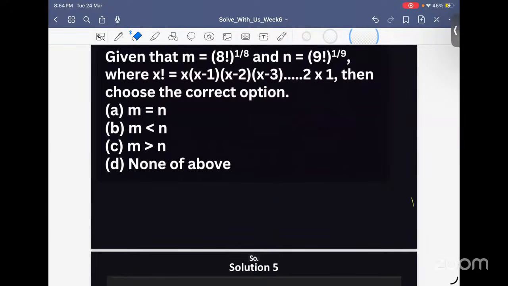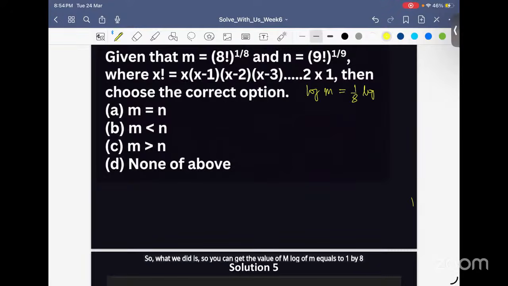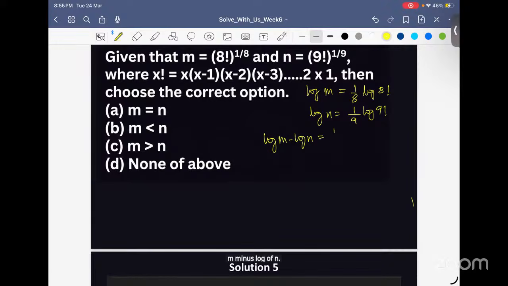So what we did is, you can get the value of m: log of m equals 1 by 8 log of 8 factorial, correct? Log of n also we got as 1 upon 9 log of 9 factorial, correct? So we tried to calculate log of m minus log of n. We were left with 1 upon 8 log of 8 factorial minus 1 upon 9 log of 9 factorial.